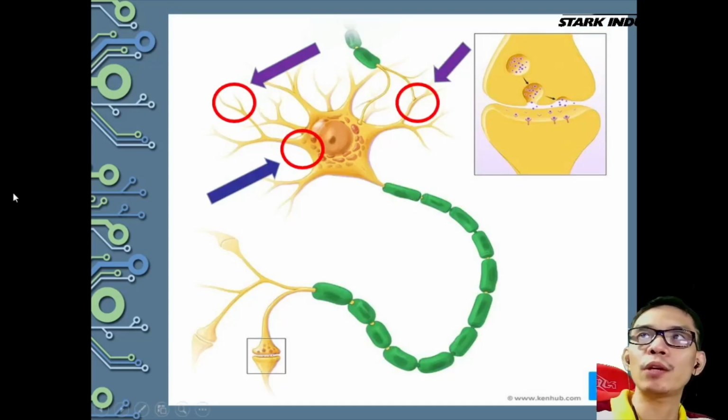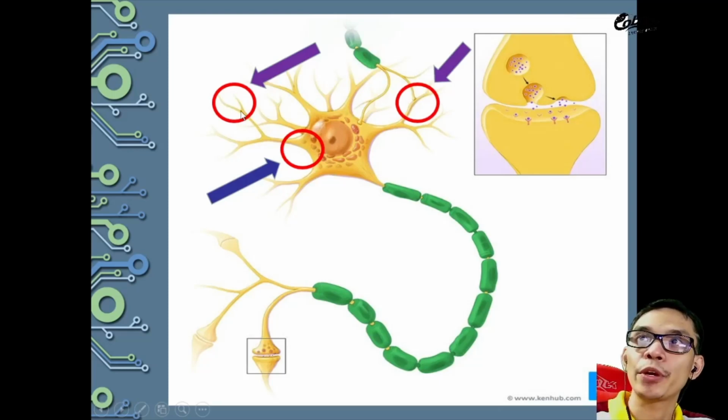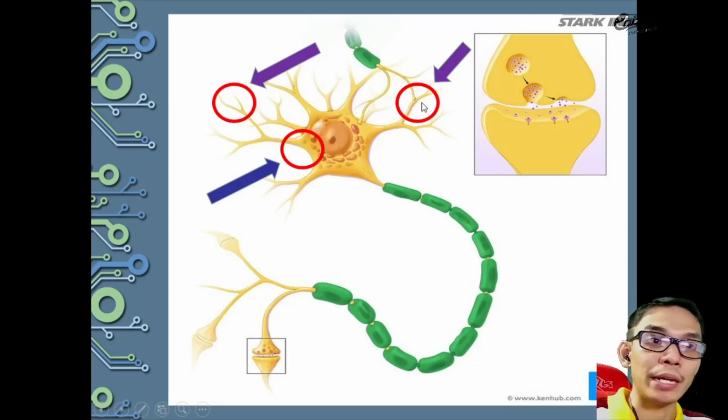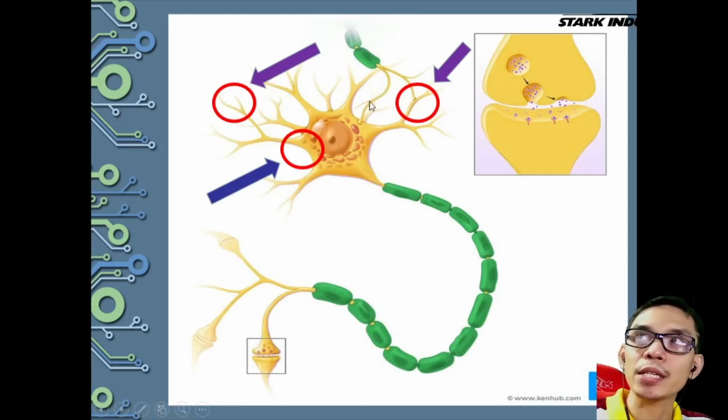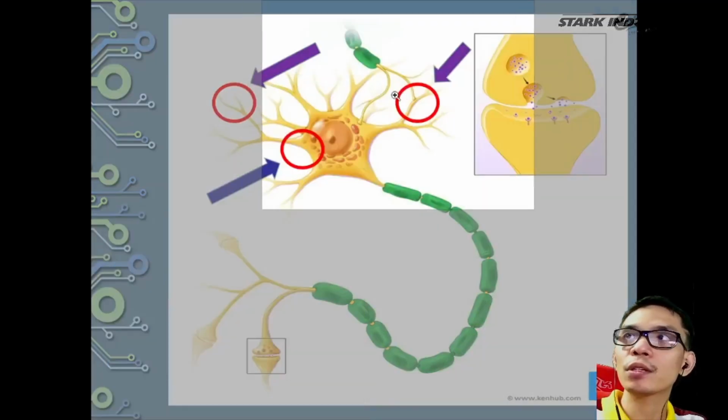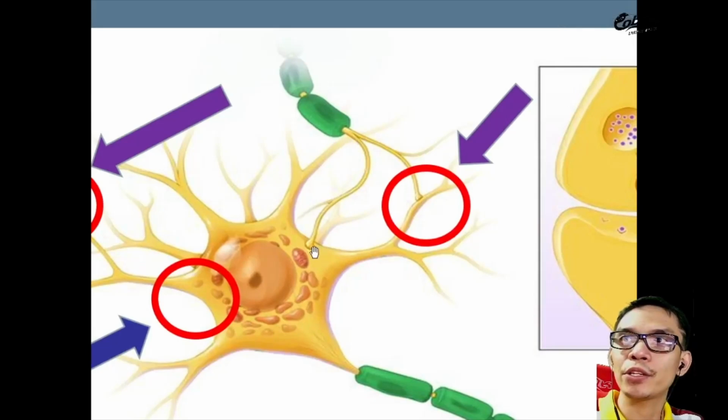If you take a look at this diagram, these are the dendrons, the blue arrow, and the branch extensions of the dendrons are the dendrites. These are the dendrites over here. The dendrites are designed to receive the impulses coming from the other neuron, just like what you have right here. If we zoom this out, as you can see, this is the other neuron, which is attached to the dendrons and dendrites of the next neuron.